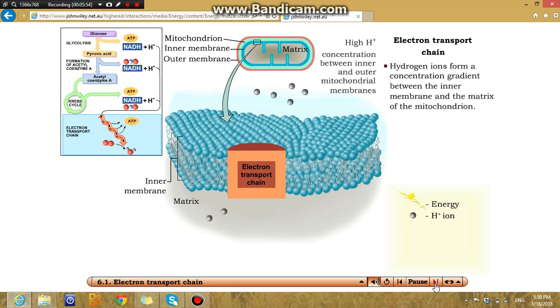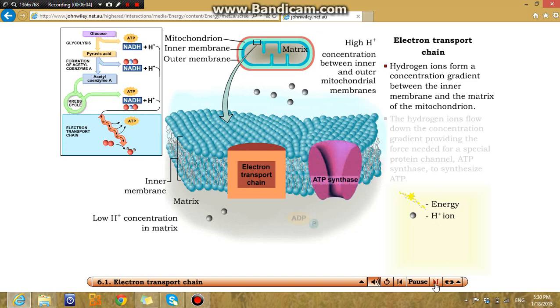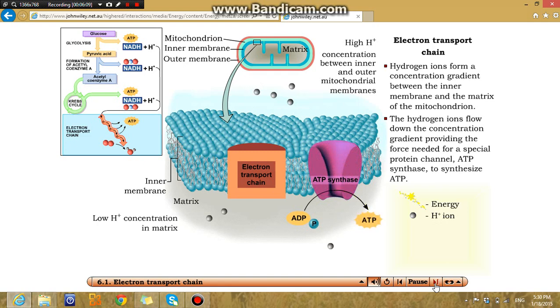Hydrogen ions are accumulated and form a concentration gradient between the inner membrane and the matrix of the mitochondrion. The concentration of hydrogen ions provides the force to produce ATP molecules. As the hydrogen ions diffuse down gradient across the membrane, they pass through a protein that synthesizes ATP. The process of producing ATP using the movement of hydrogen ions down their concentration gradient through ATP synthase is known as chemiosmosis.